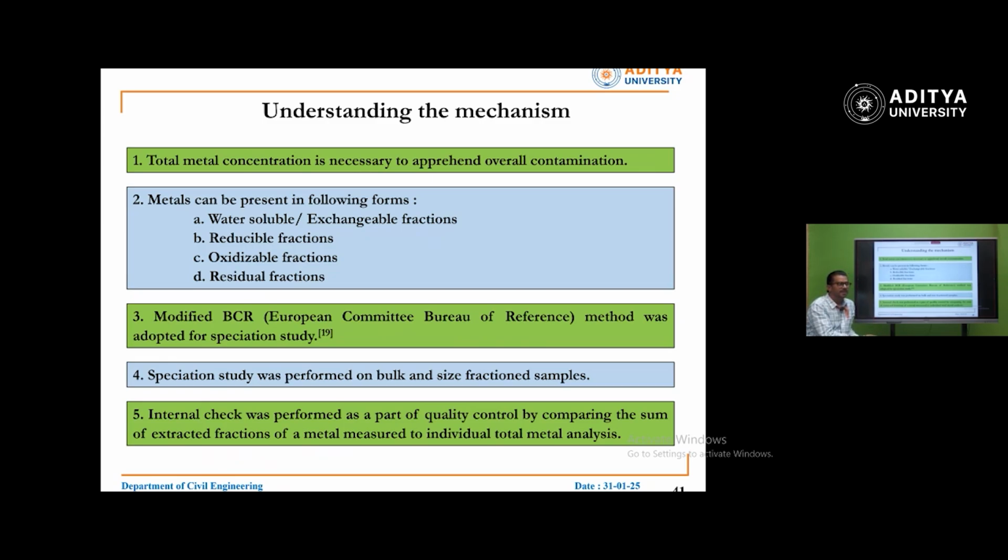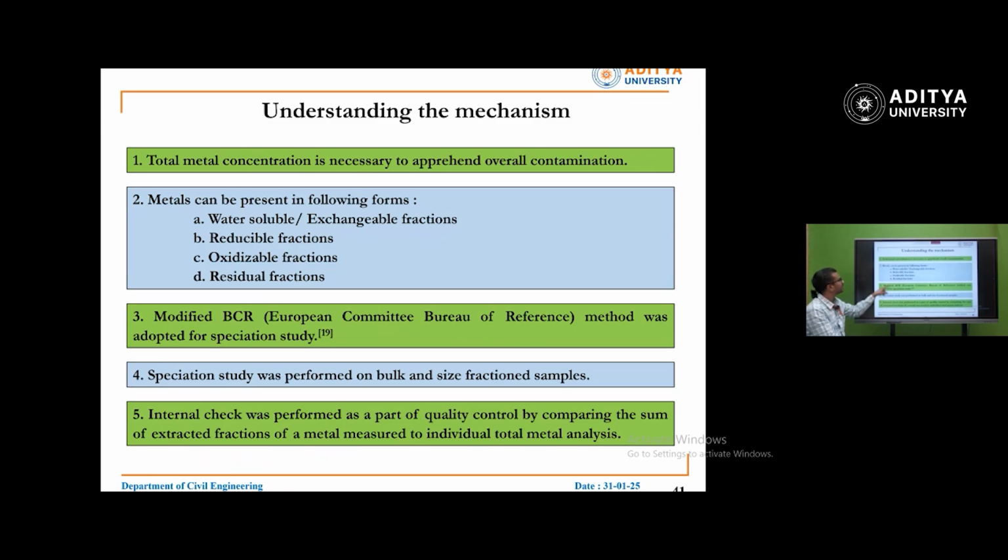If a metal is present in the residual fraction, that means that metal is there from the origin of that soil. So it will be very difficult to leach out under normal conditions. So now we can infer that if a metal is present in this residual fraction, then it is very safe, because under normal conditions the metal cannot come out of the crystal lattice.